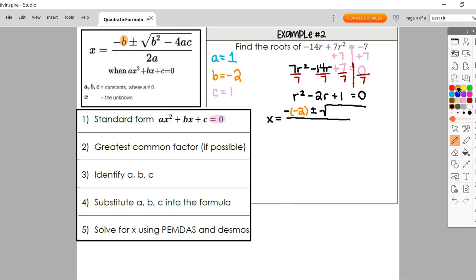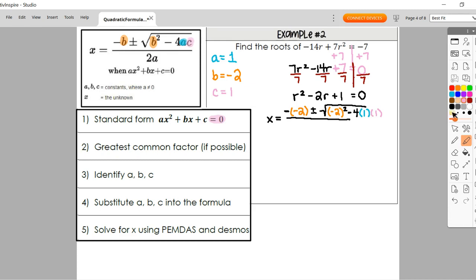Underneath the square root is going to be parentheses of negative 2, and we're squaring it. That comes right from b squared in my formula. Minus 4 is under the radical in my formula. Next to 4 should be my parentheses a, which is 1. Make sure when you're substituting, you always use parentheses to get it right. Parentheses next to 1 should be 1 as well for my c value.